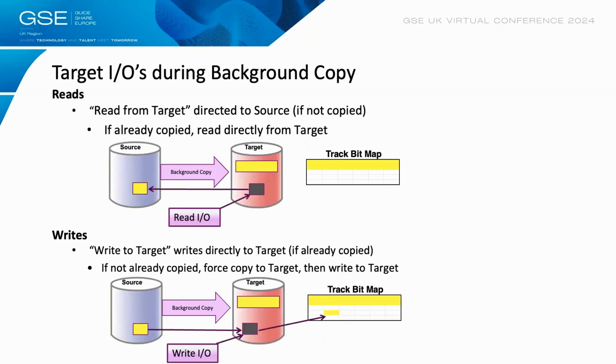Right, target. So you want to do IO. If you want to read from the target and it hasn't been copied, you get directed to the source to read it. If it has been copied, then you just take it from the target. If you're doing a write to the target, it will do it immediately if it's all copied. If it's not already copied, it will force the copy, and then it will do the update. So again, it's all tracking what's changed and what's not, and making sure it's got a good copy of the data.